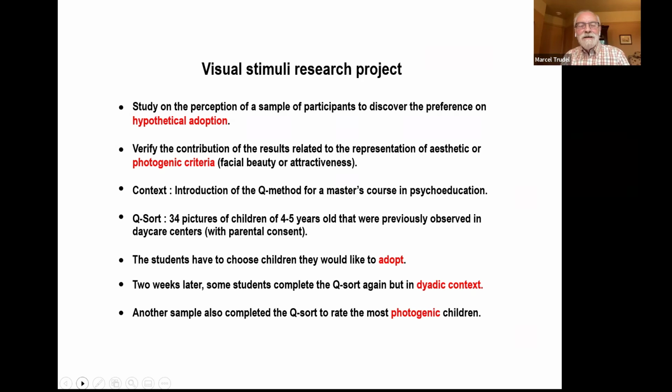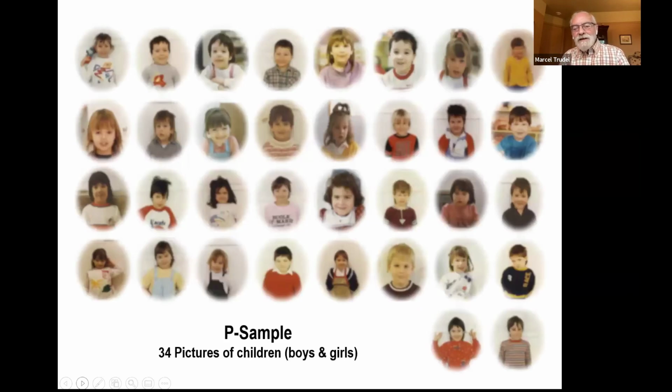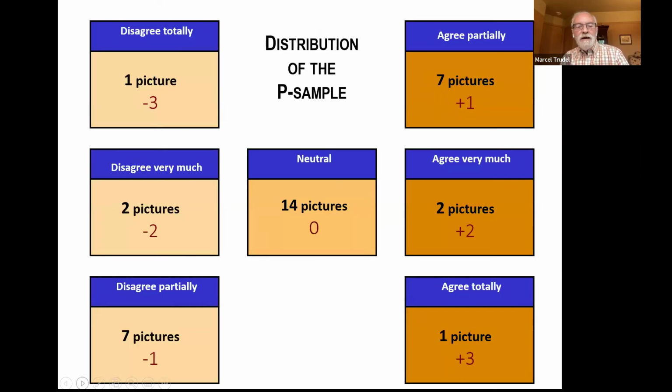So next, these are the 34 pictures of children that I observed. Half boys, half girls. Next. And then they are distributed in this Q-sort grid: one picture, two pictures, seven pictures. It is perhaps very constrained, and perhaps I would change my distribution, but now I can live with that. Next.